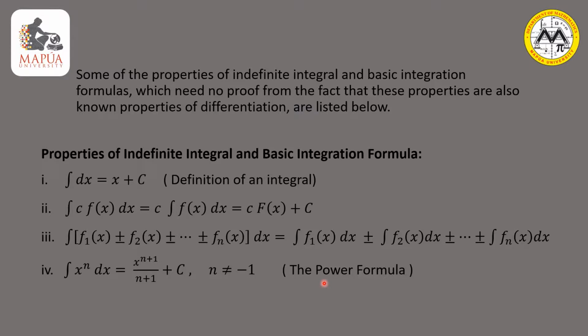When you work on the integral of x to the n dx, since we are working on the antiderivative, then it is expected that the exponent would be increasing by 1. So we have the integral of x to the n dx will equal x to the n plus 1 over n plus 1 plus c. Again, this is applicable provided n is not equal to negative 1.